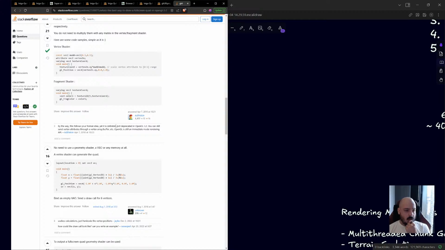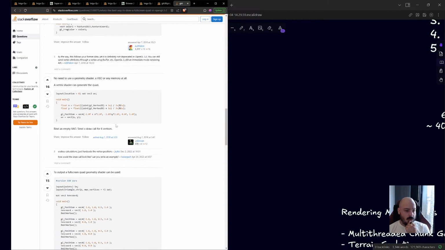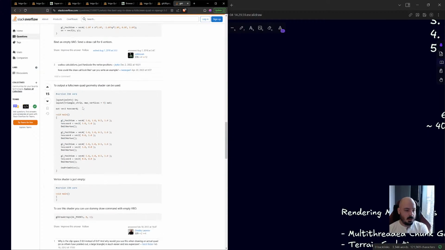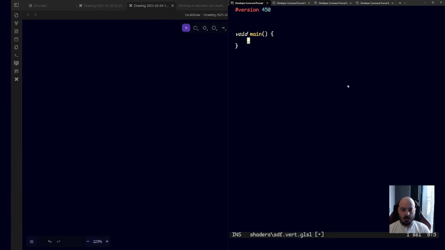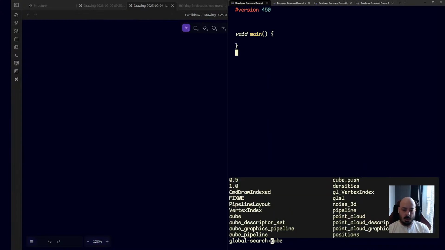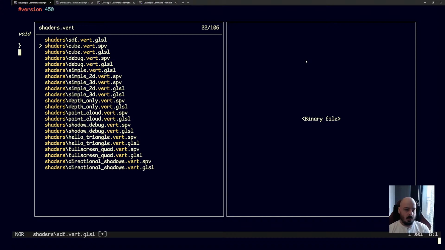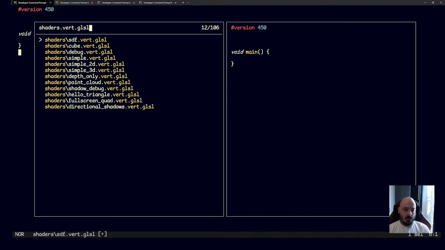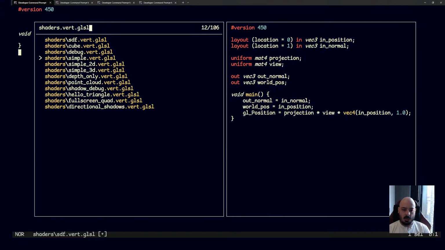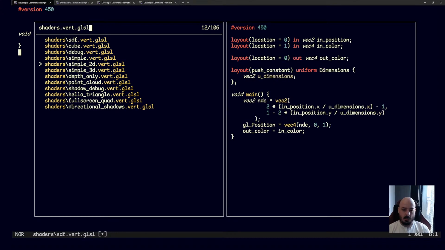So let's see. What do people recommend? Vertex shader can generate a quad. Everyone does it in such weird ways. Actually, I might already have a shader that does this. So if we go to my shaders, .vert.glsl. I can't see the preview. So we've got that one, no. This one, what does this do?